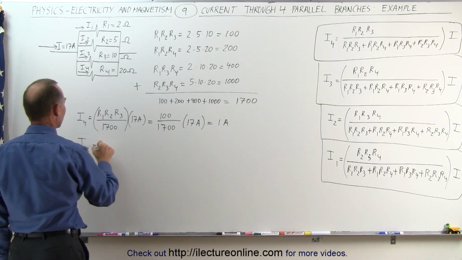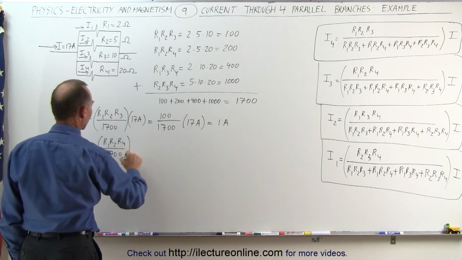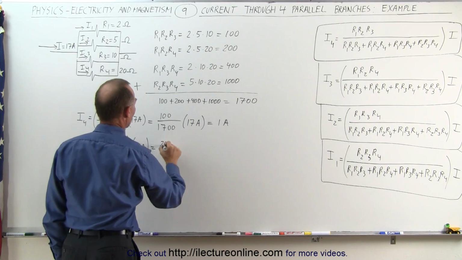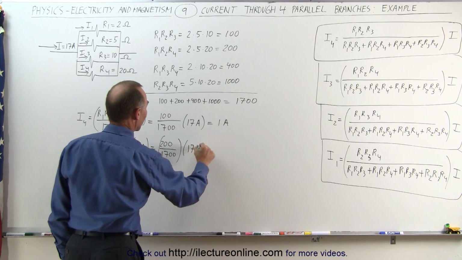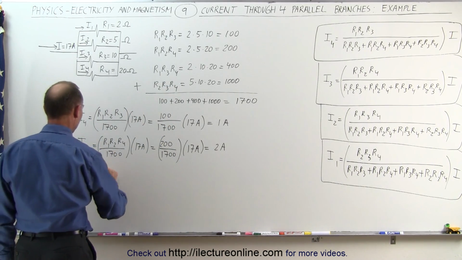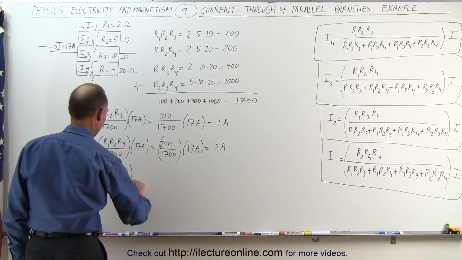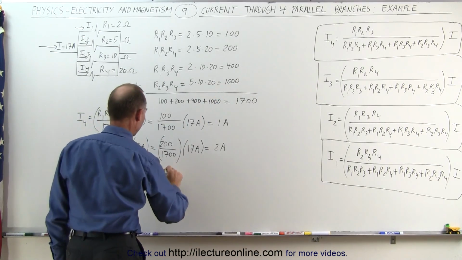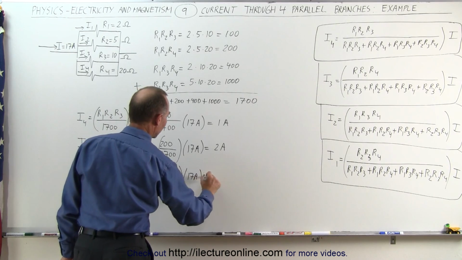For I3, this is equal to R1, R2, R4 divided by 1,700, multiplied by 17 amps. The numerator is 200, so it's 200 divided by 1,700 times 17 amps, which in this case is 2 amps. Calculating I2, that's R1, R3, R4 divided by 1,700, multiplied by 17 amps, which is 400 divided by 1,700 times 17 amps, which is 4 amps.